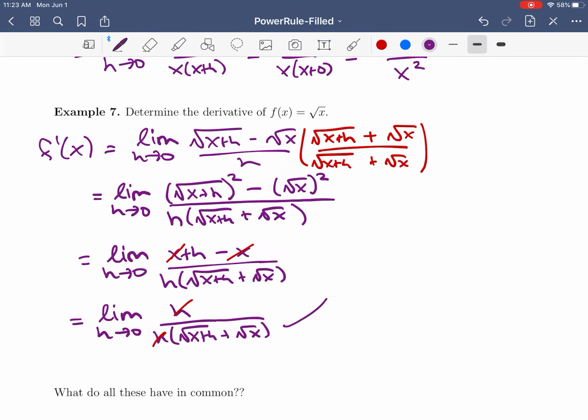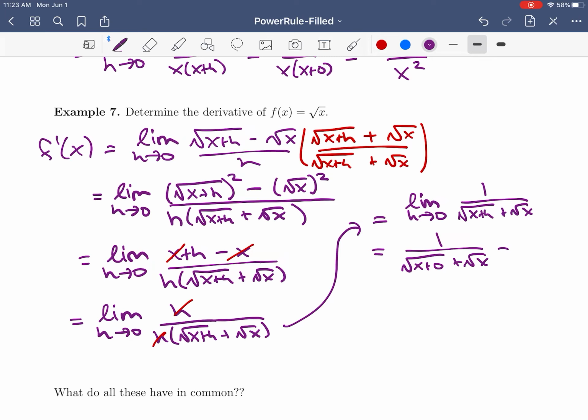I'm running out of room, so I'm going to move up here. So this is the limit as h goes to 0 of 1 over square root of x plus h plus square root of x. So now I can evaluate the limit. So this is square root x plus 0 plus square root x, which is square root of x plus square root of x. So it's actually 1 over 2 root x on the bottom. Okay, so the derivative of square root x is 1 over 2 root x.